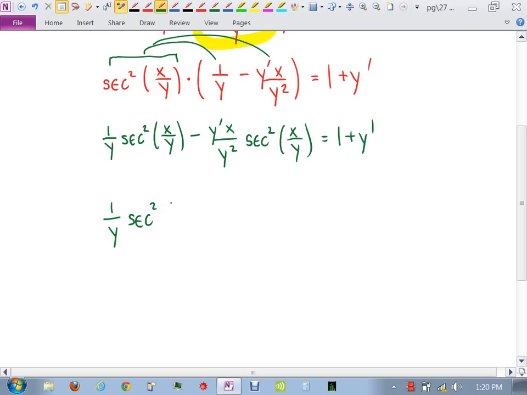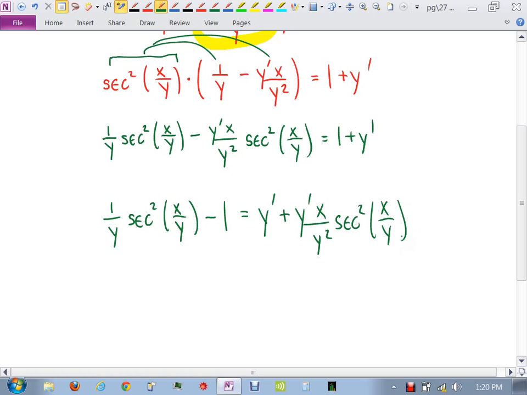I'm leaving this one on this side. I'm going to bring the 1 from the right side to the left. I'm leaving the y prime on the right, but I'm bringing that other y prime over. Any questions on that algebra there? Just moving stuff around.